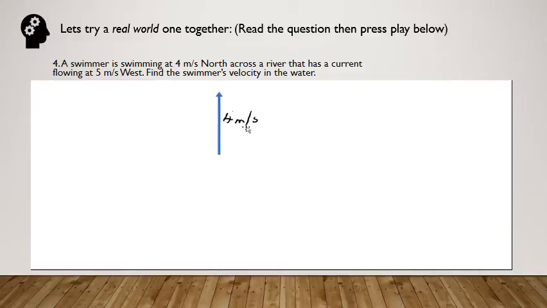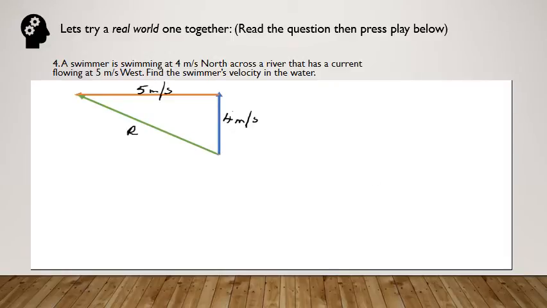And the current in the river is running at 5 meters per second due west. So let's pop that vector in there, and we'll label that 5 meters per second due west. And our resultant, therefore, is going to be where we started to where we ended. So we'll draw a vector in there, and there is our resultant. Now I'll just label that to avoid any confusion.